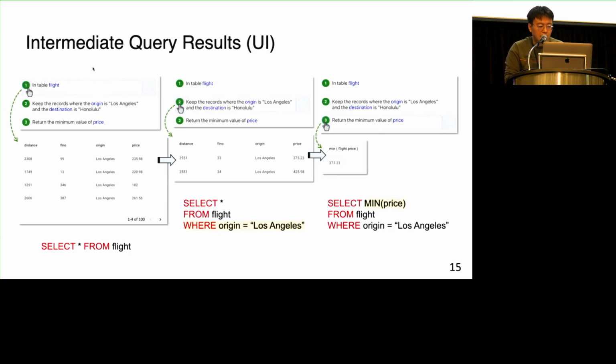In this example, there are 3 steps in total. When the user clicks the first step, it retrieves all the records in the flight table. And then when the user clicks the second and third step, the temporary query and the intermediate query results are updated.